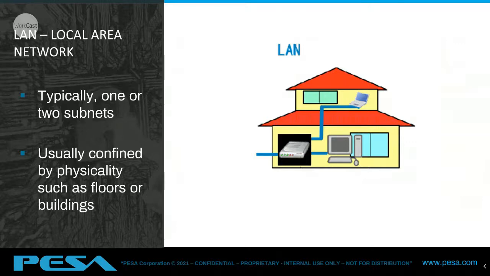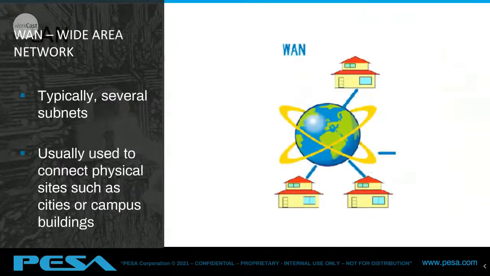In a wide area network, there are typically several subnets, so that we can usually connect the physical subnet sites, such as cities and campus buildings. So we might have a science building that uses one particular subnet. We might have a chemistry building across campus that is using another subnet, and we can combine those two so that we can talk to each other using this construct in what we call a wide area network.